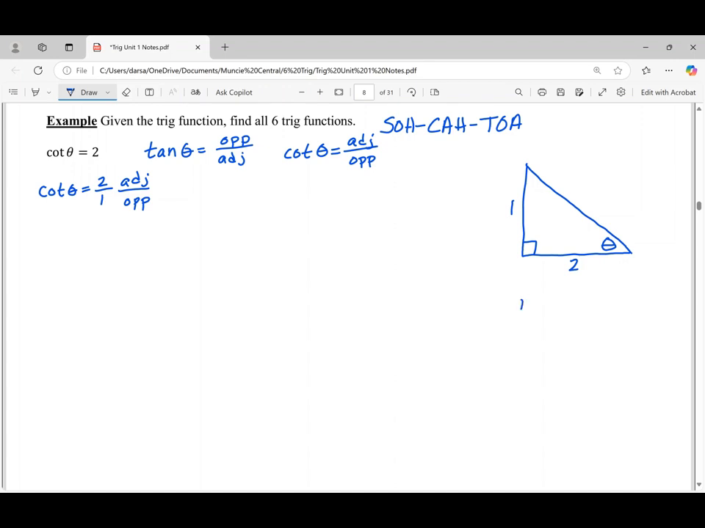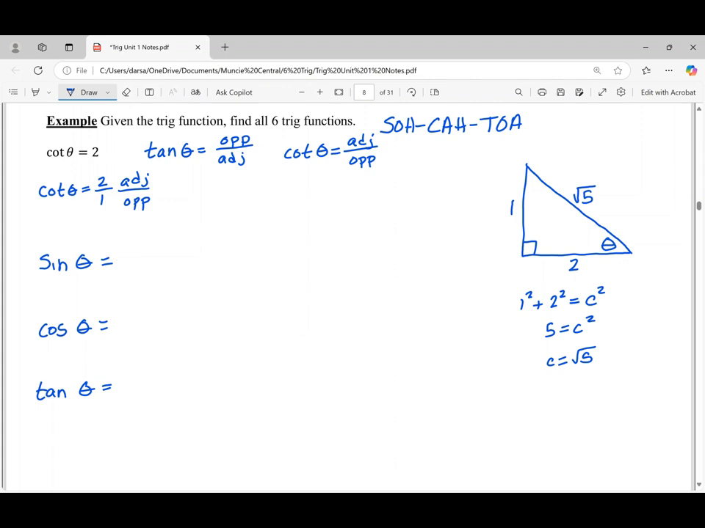Now we can use our favorite theorem, the Pythagorean theorem: leg squared plus leg squared equals hypotenuse squared. So c squared is equal to 5, so c will be the positive square root of 5. And we have the lengths of all three sides of our triangle. Based on this, now I can find the sine, cosine, and tangent of angle theta.